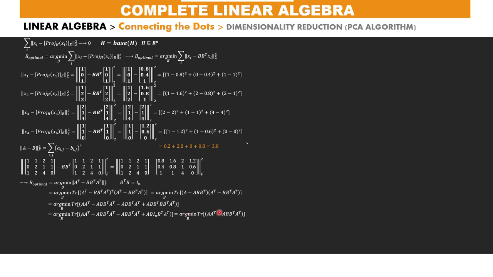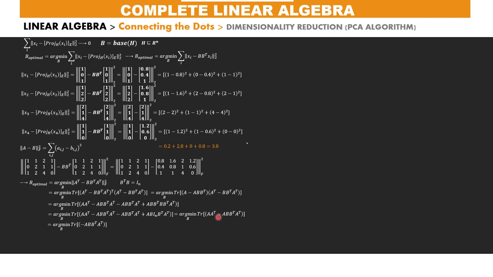So this is equal to the argmin of the trace of A transpose A, which is from here, minus B transpose A transpose A, which is from here. Then these other two terms actually cancel out, because here we have B transpose A transpose A with a negative sign, plus B transpose A transpose A, which is the same as this. So this cancels out, giving us now this minus this simply. This is why we have this.